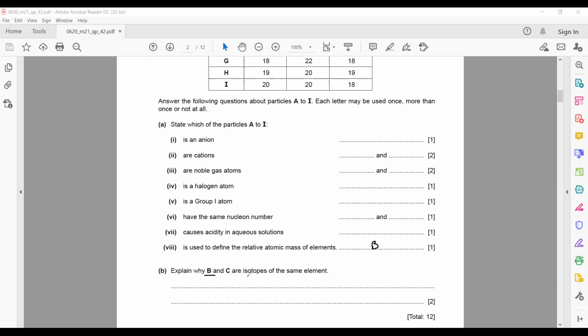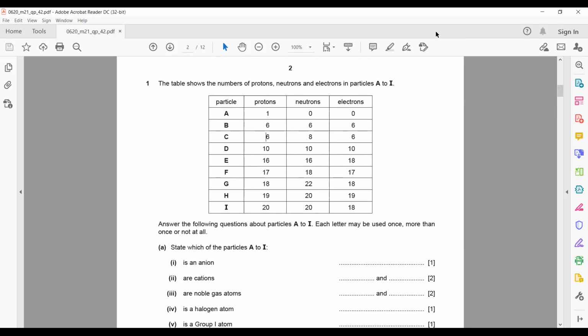And explain why B and C are the isotopes. So why are B and C called the isotopes? The definition of isotope: they have the same number of protons but a different number of neutrons. So when atoms have the same number of protons and different number of neutrons, we call them isotopes.